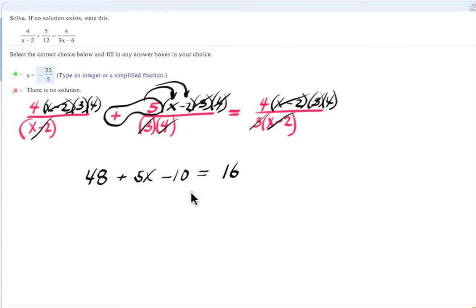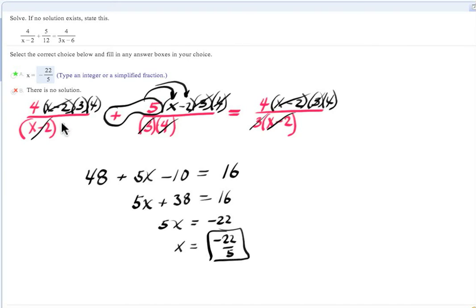So what we've done by clearing fractions is plunge ourselves back into section 1.3. A single equation and a single unknown. And we're going to combine like terms. In this case, the positive 48 and the negative 10 become a plus 38. And we're going to subtract 38 now from both sides. And we get 5x is equal to a negative 22. And of course, to liberate the x, we do some division here by 5. And so we do that to both sides. And lo and behold, we have x equals negative 22 fifths. And that is in fact the answer here.